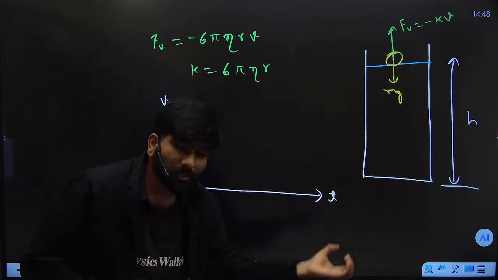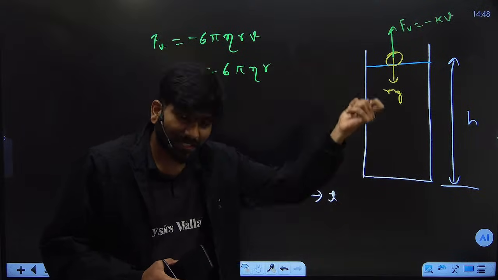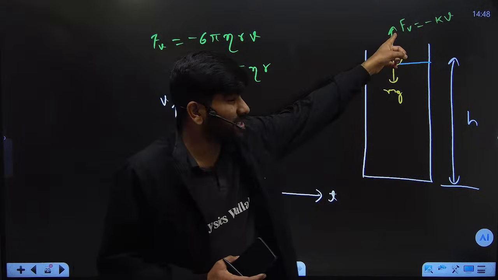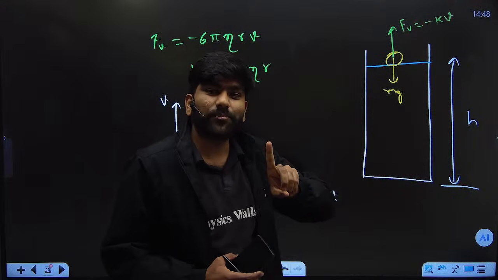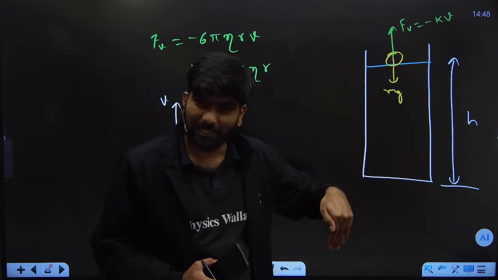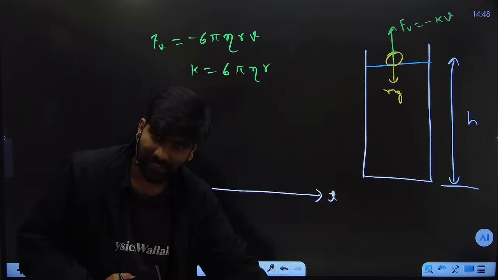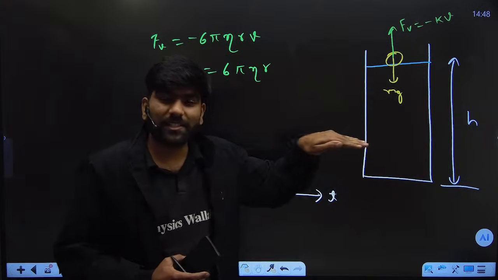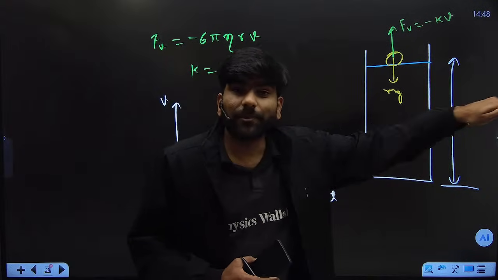As it keeps on moving down due to mg, it will accelerate and velocity will increase. More velocity means more viscous force, and at one point of time the viscous force is going to balance mg. So initially velocity will increase, then finally when mg and viscous force become the same, the velocity will become constant.